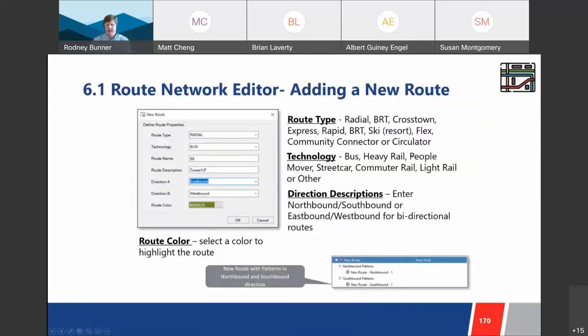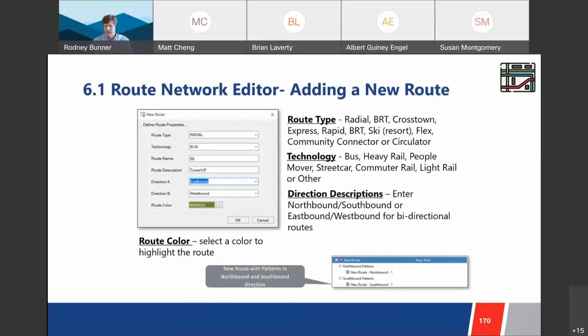So in terms of adding a new route, we mentioned the route types of radial and crosstown and express and rapid. You also have a ski route type, which is more of a resort type. That's reflective of some work that was done in Utah and Salt Lake City, that they had ski routes, transit routes that went to their resorts. So we implemented those types of routes and actually did some work specifically with those.